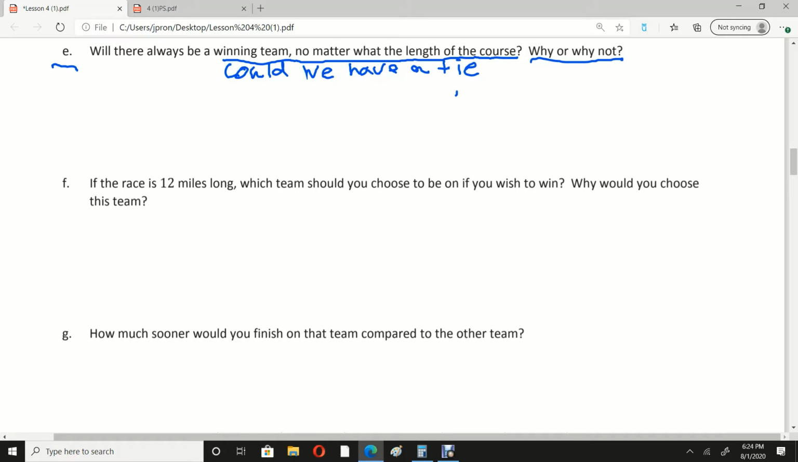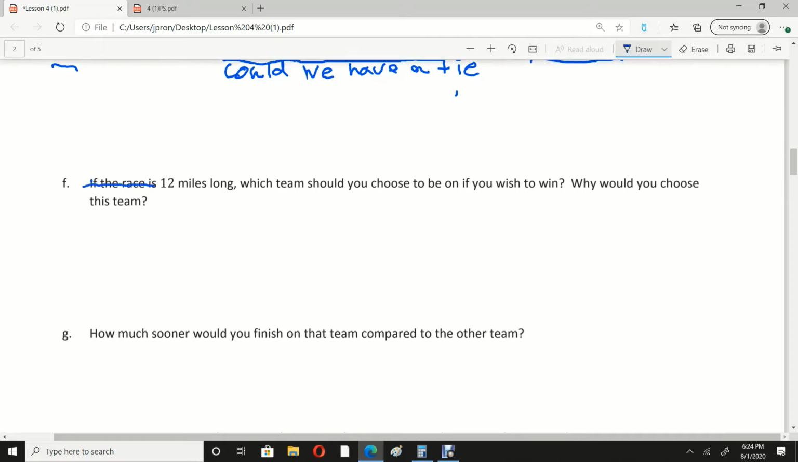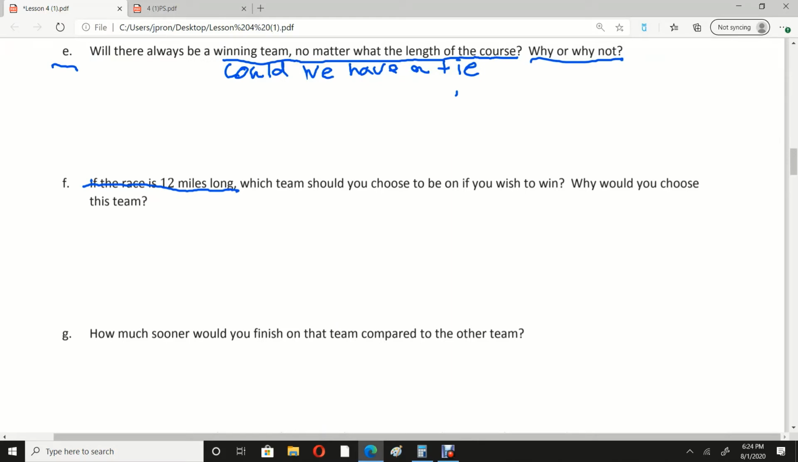If the race is 12 miles long, which team should you be on if you wish to win? Okay, so if it's a 12-mile long race, which team is going to win, right? If the race is 12 miles long, who wins? Okay, kind of shorten that question up for you, just so you understand it a little bit easier there.